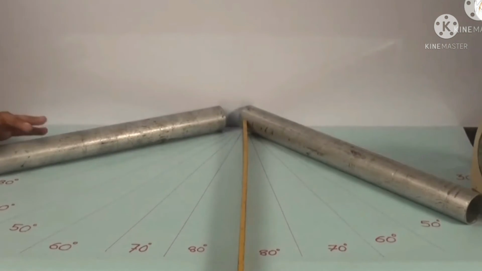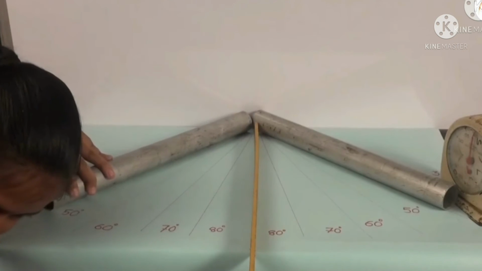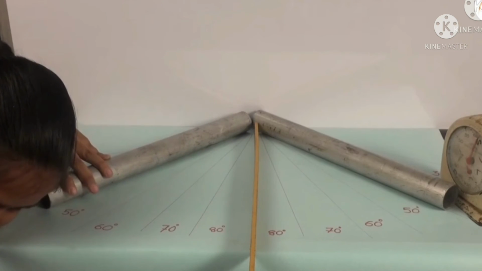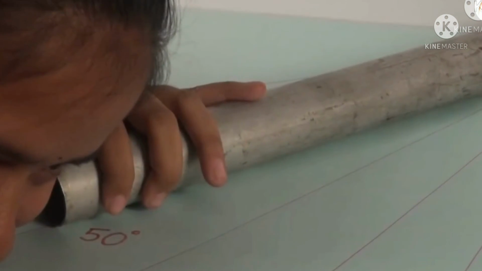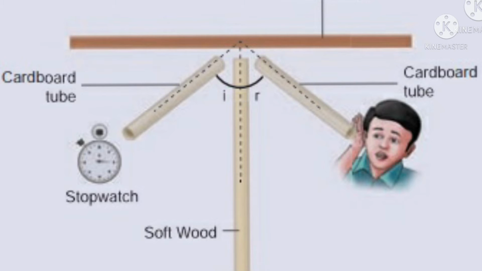Now adjust the clock to some more angle and you can hear the exact reflected sound on the other end by making the same angles. So the reflection of sound follows the same laws as the reflection of light. When sound is reflected, the direction in which the sound is incident and reflected make equal angles with the normal to the reflecting surface.